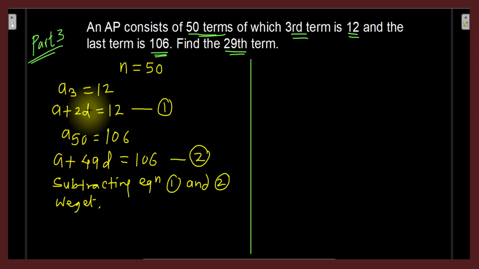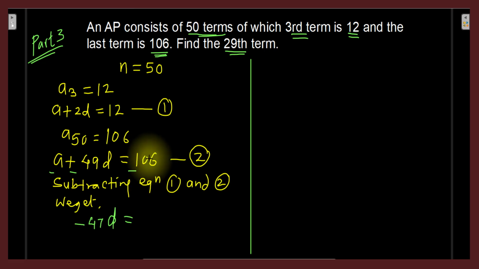If you subtract equation 1 and 2, here the signs will change. So this will become minus, this will become minus, and this will become minus. So A minus A will be 0. So A and A will be cancelled out. So 2D minus 49D, that is minus 47D, which is equal to 12 minus 106. So 12 minus 106 will be 94, and that will be minus 94, because 106 is the bigger number, its sign is negative.